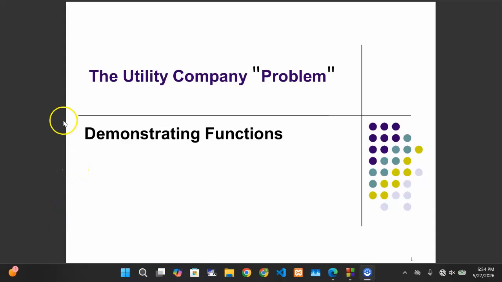Hello everybody, today we are going to be looking at the utility company problem, which is a very good problem for demonstrating functions. So if you have never read this question, please just download it and read it. For now, I'll just give a summary of the question to help you understand what the question is about.